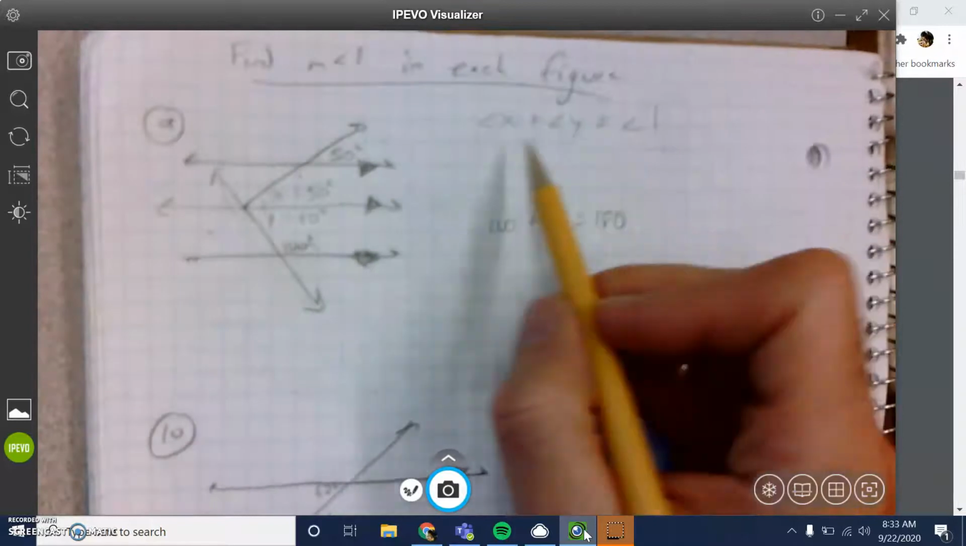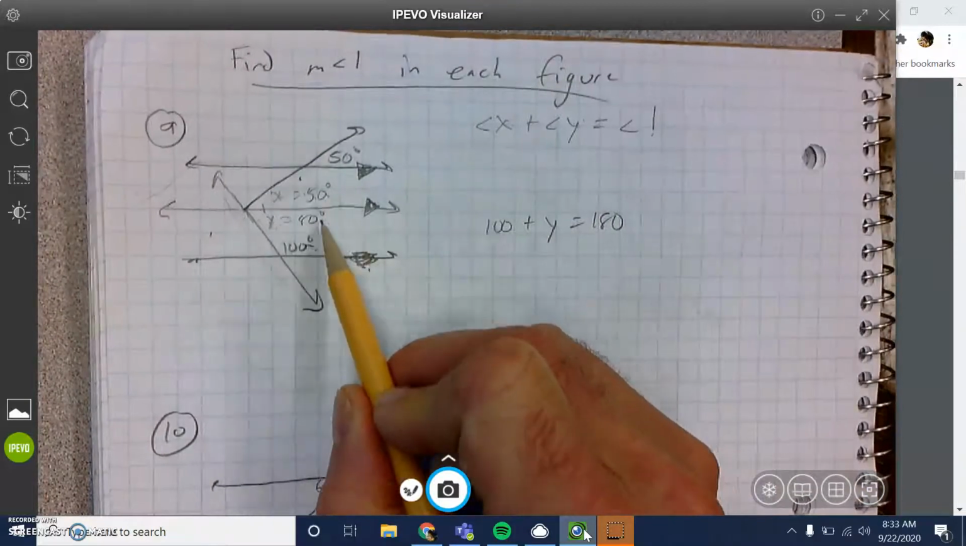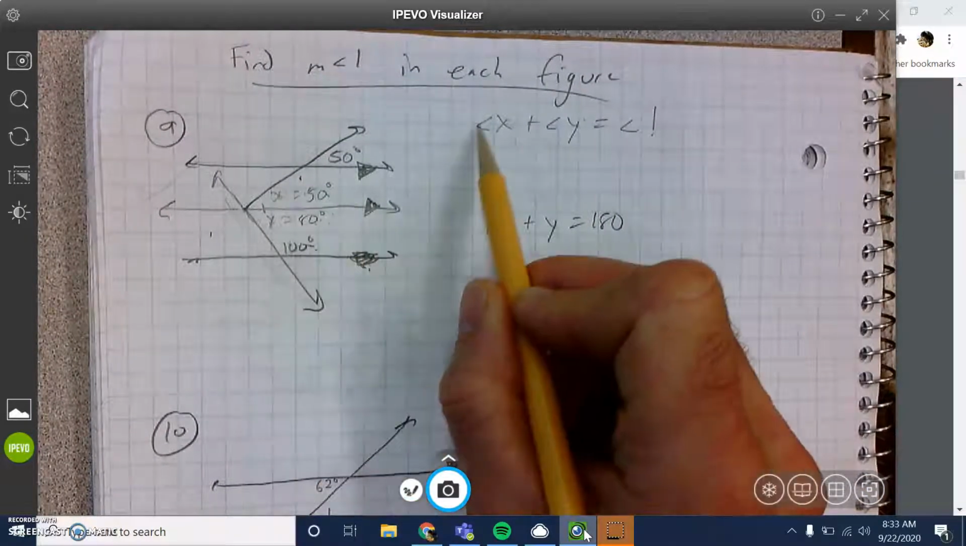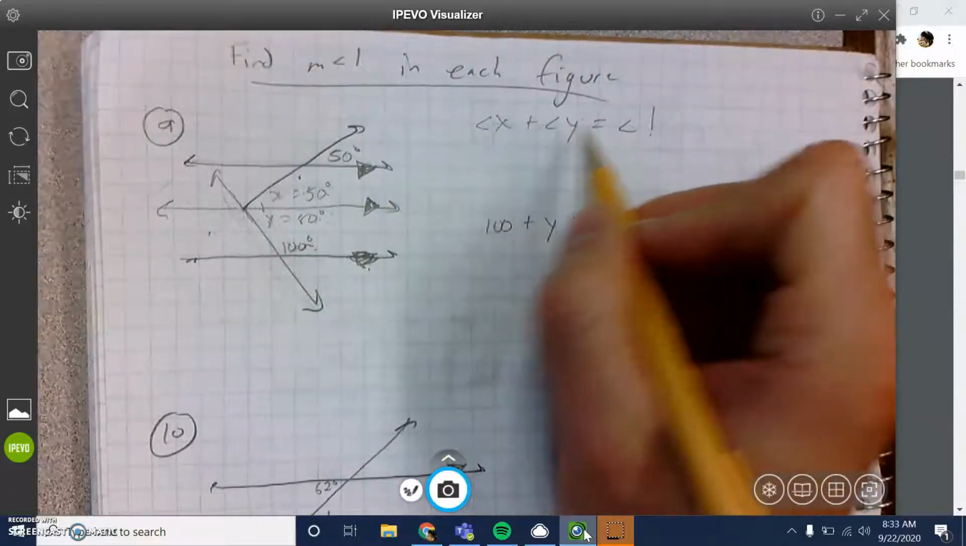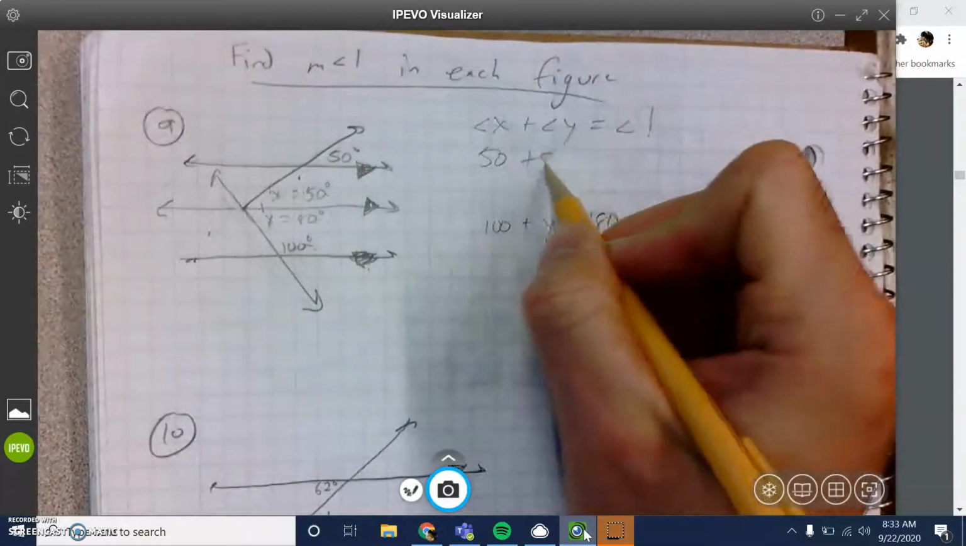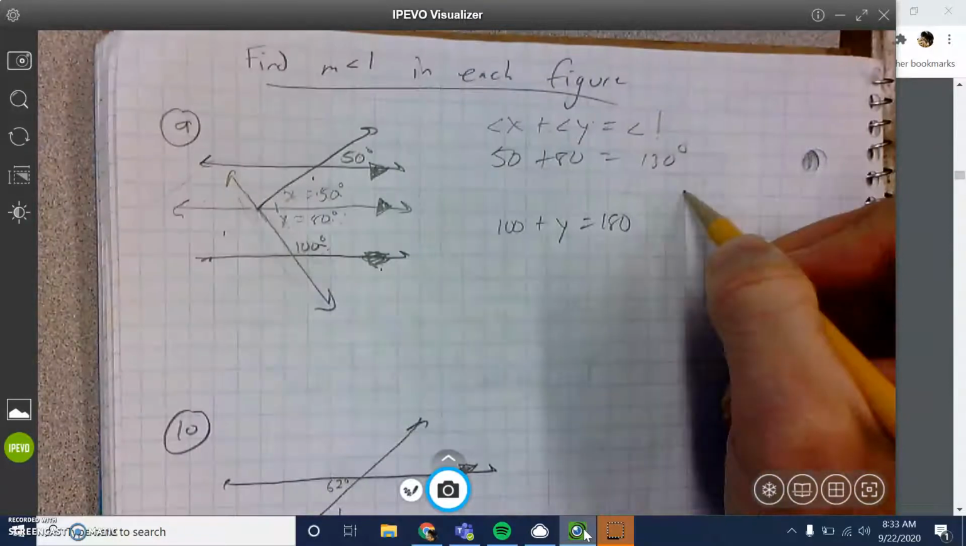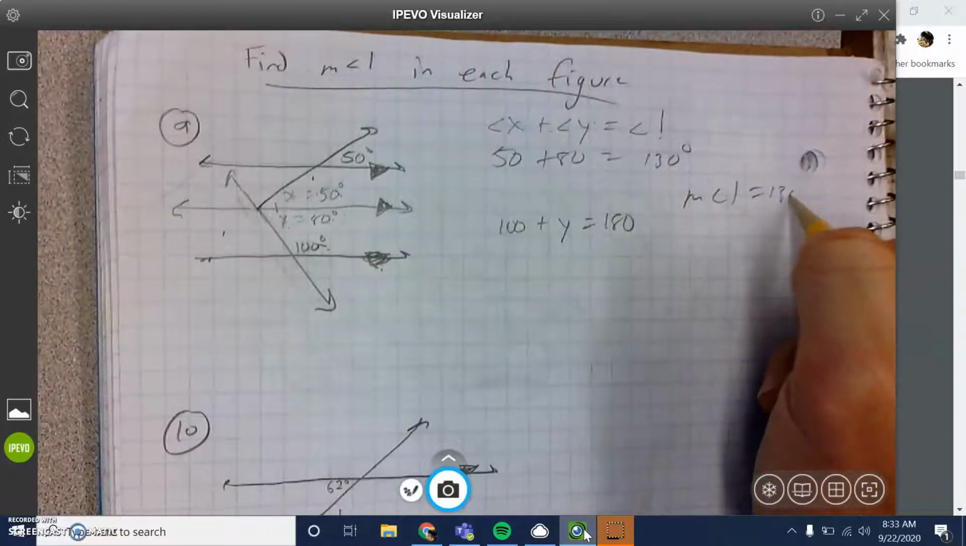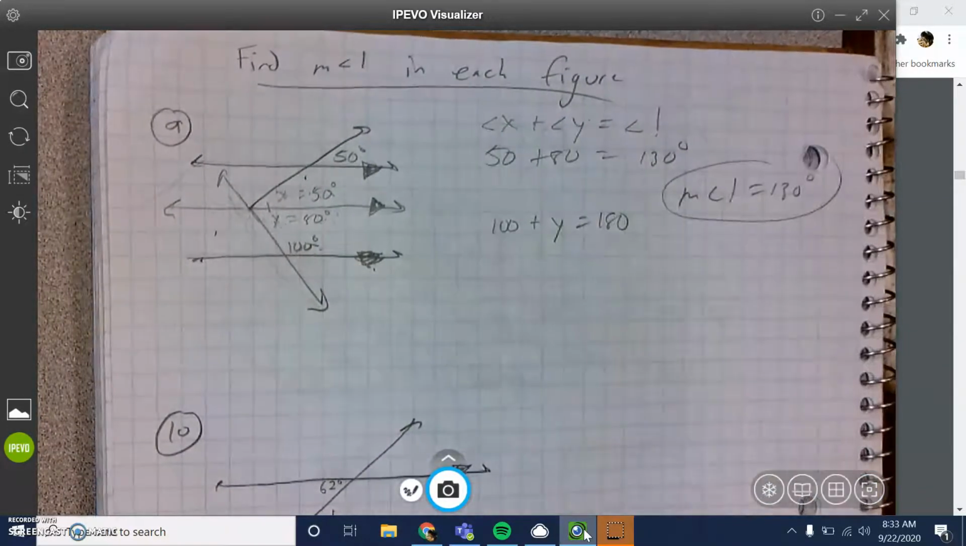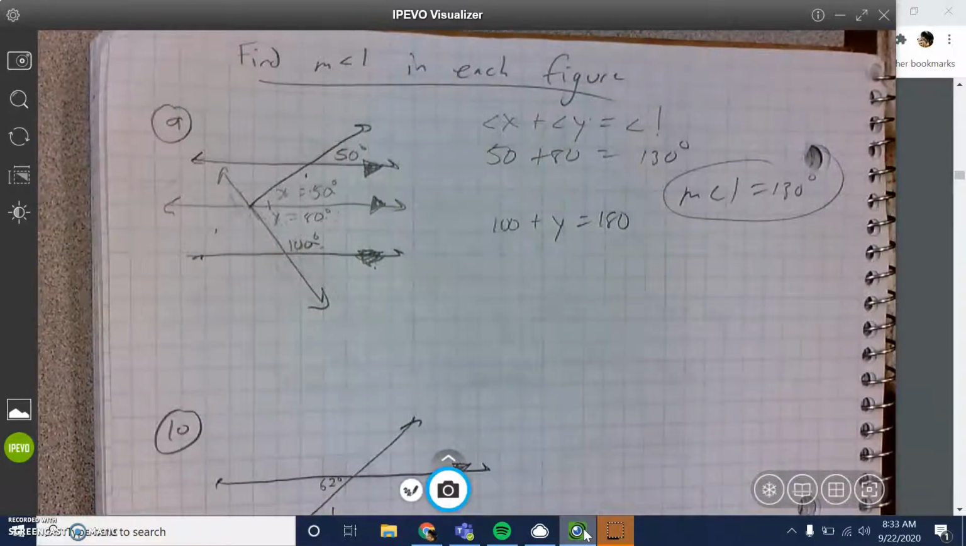Cool. So last thing. I got 50 and I got 80. So 50 and 80 are going to equal angle 1 because I found both parts. So 50 plus 80 is 130 degrees. So the measure of angle 1 equals 130 degrees. Bam, got it. Cool. All right, let us continue.